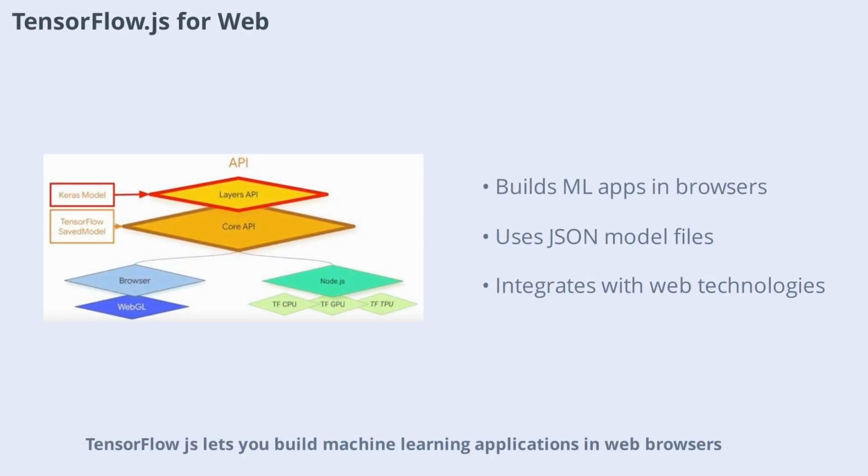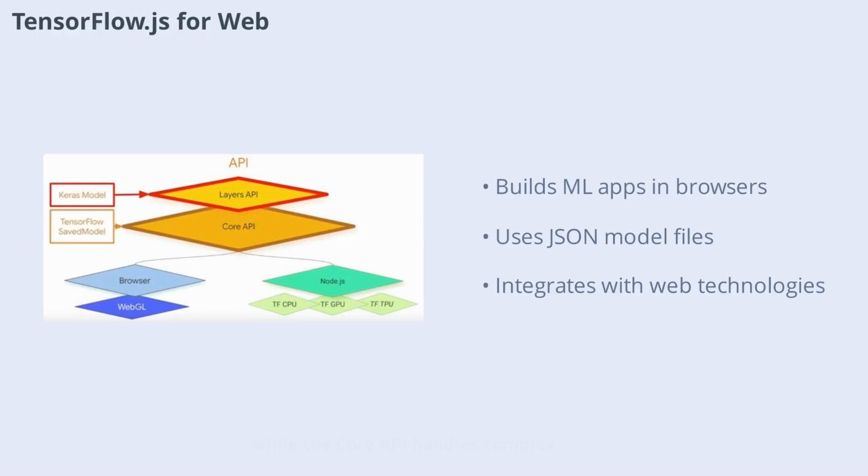TensorFlow JS lets you build machine learning applications in web browsers. It's compatible with TensorFlow APIs and uses JSON files for models. The Layers API makes it easy for those familiar with Keras, while the Core API handles complex operations like tensor declarations and memory management. TensorFlow JS integrates smoothly with web technologies, making it ideal for web-based deployment.